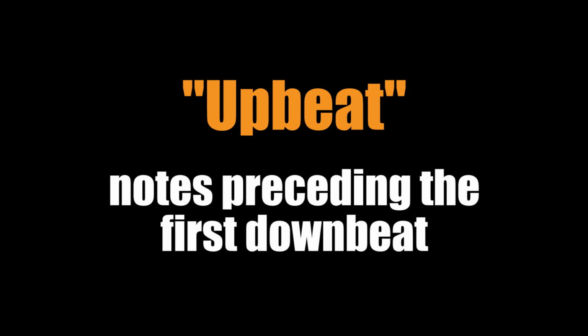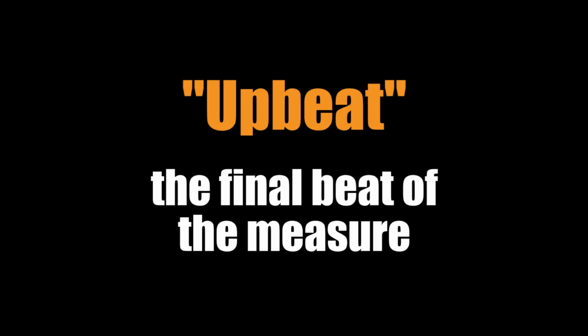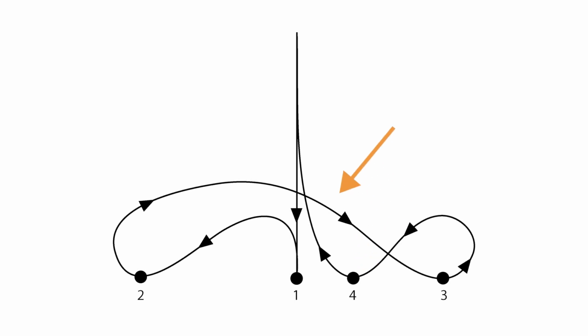This brings us to our next term, the upbeat. Now, this one really gets used incorrectly all of the time, so I'm guilty of it too. I think every great teacher I've had has burned it into my brain the wrong way. Upbeat has two technical definitions. The first definition for upbeat is the notes preceding the first downbeat. And other common names for these notes are pickup or pickup notes or anacrusis. The second definition is the upbeat is simply the final beat of the measure. And again, these definitions come from the conductor's upstroke on the final beat leading to the downbeat stroke.